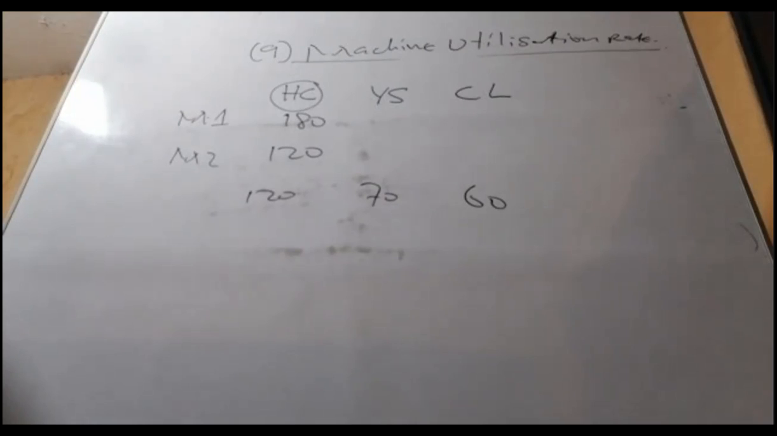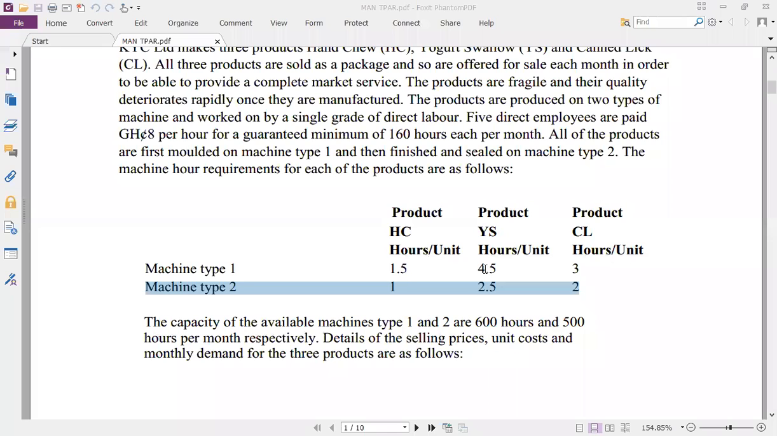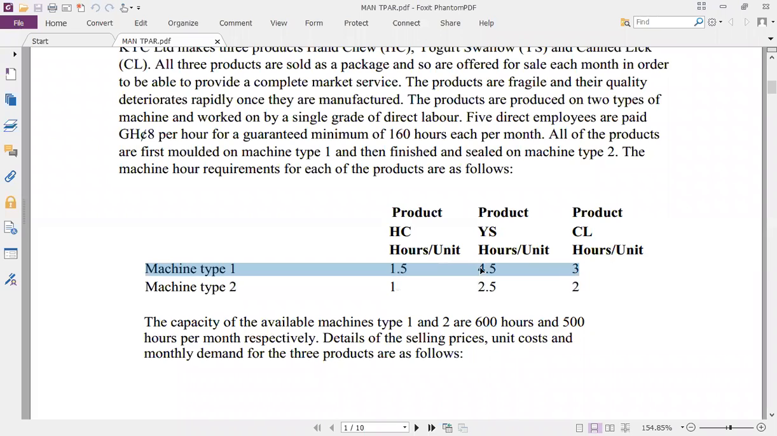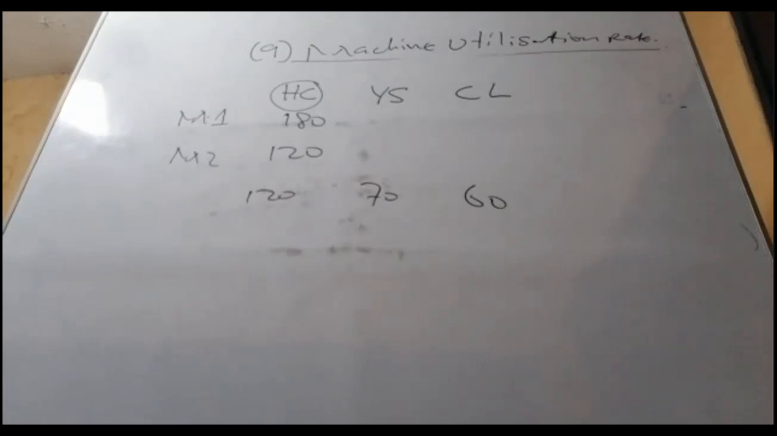Good. Now let's see. If you go to product YS, we need 4.5. But what's the demand? Demand is 70, right? So if the demand is 70 and we need 4.5 hours, what will be the total hours required? So 4.5 times 70.